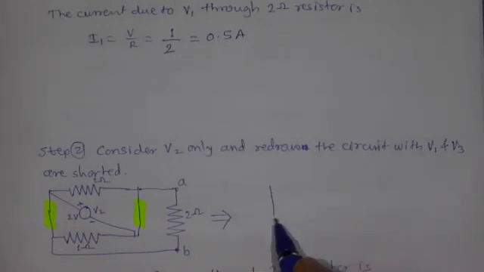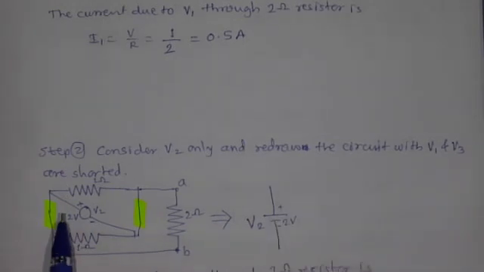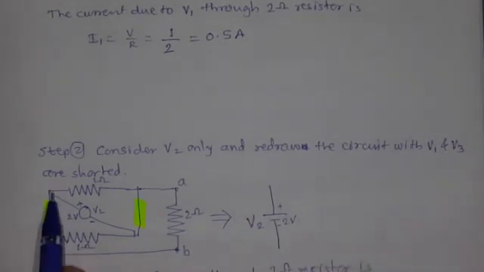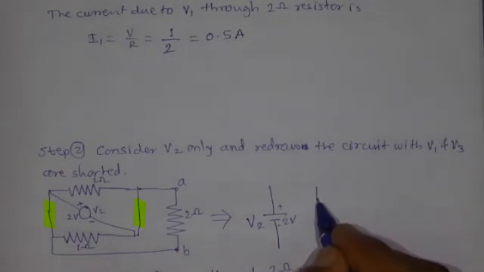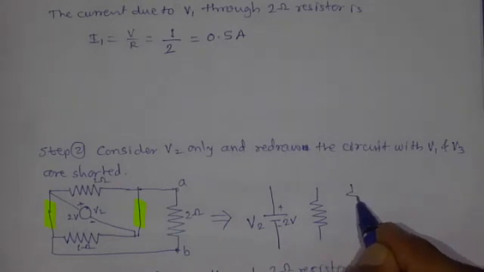Here we write the voltage source V2 of 2 volt, positive and negative. Now for this positive terminal, there are two 1 ohm resistors. Here is a 1 ohm resistor, and another also 1 ohm resistor.